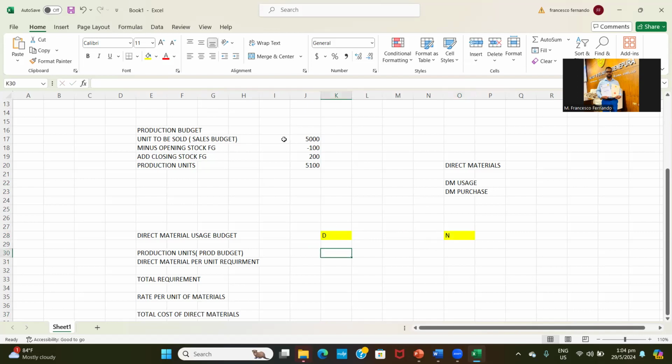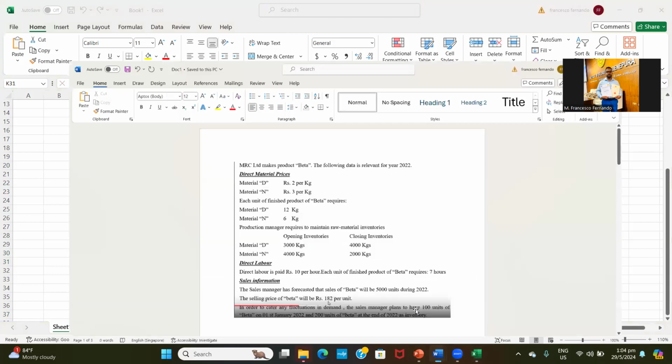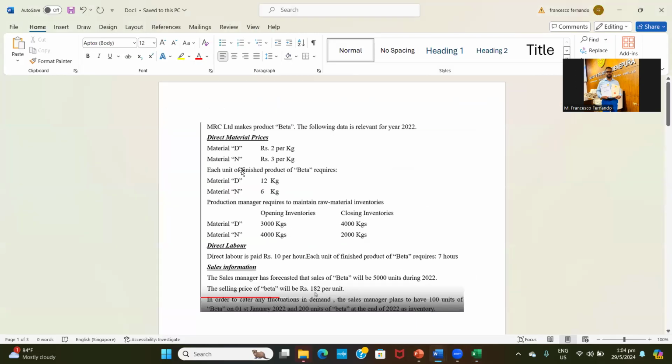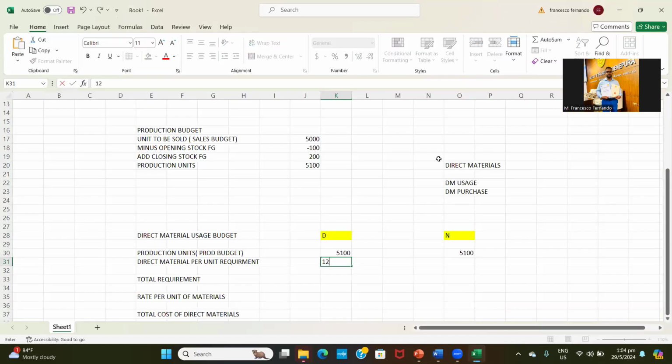So if you take material D, the production units from the production budget, which is here, are 5,100. So I can record it in both places, 5,100. Then the direct material per unit requirement is given here. Each unit of finished product requires 12 kilograms and 6 kilograms. So that is the direct material per unit requirement. So 12 and 6.